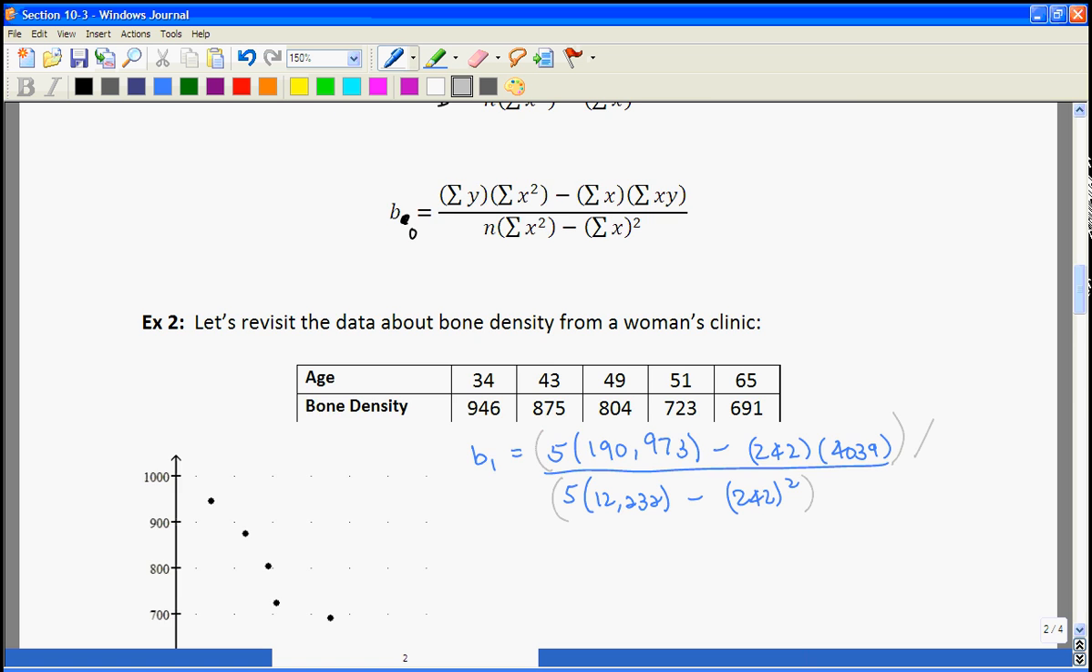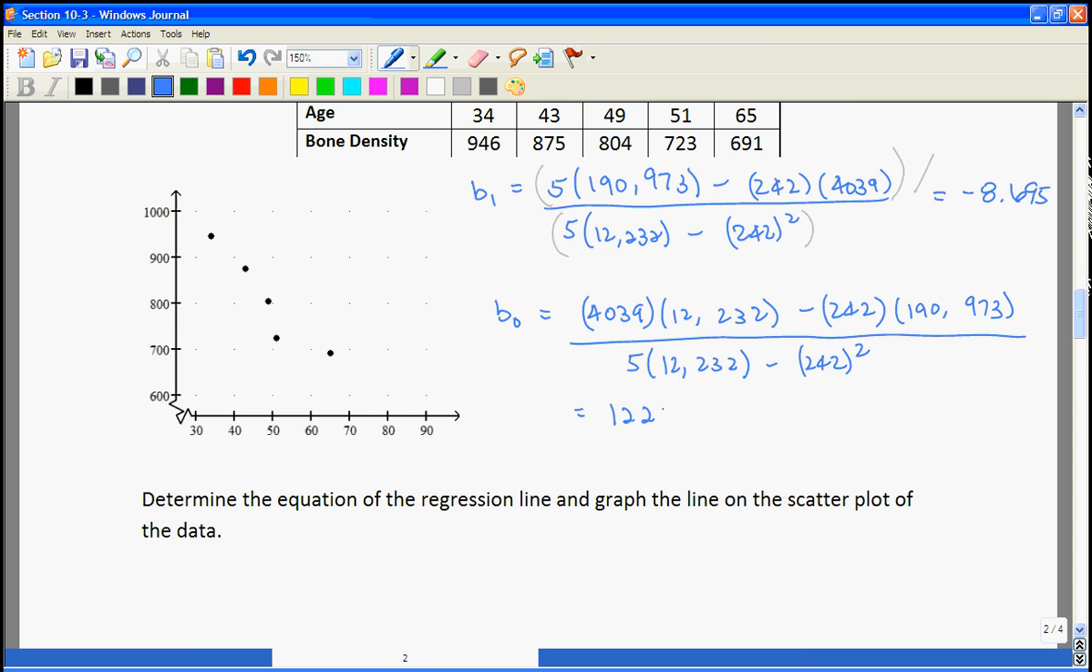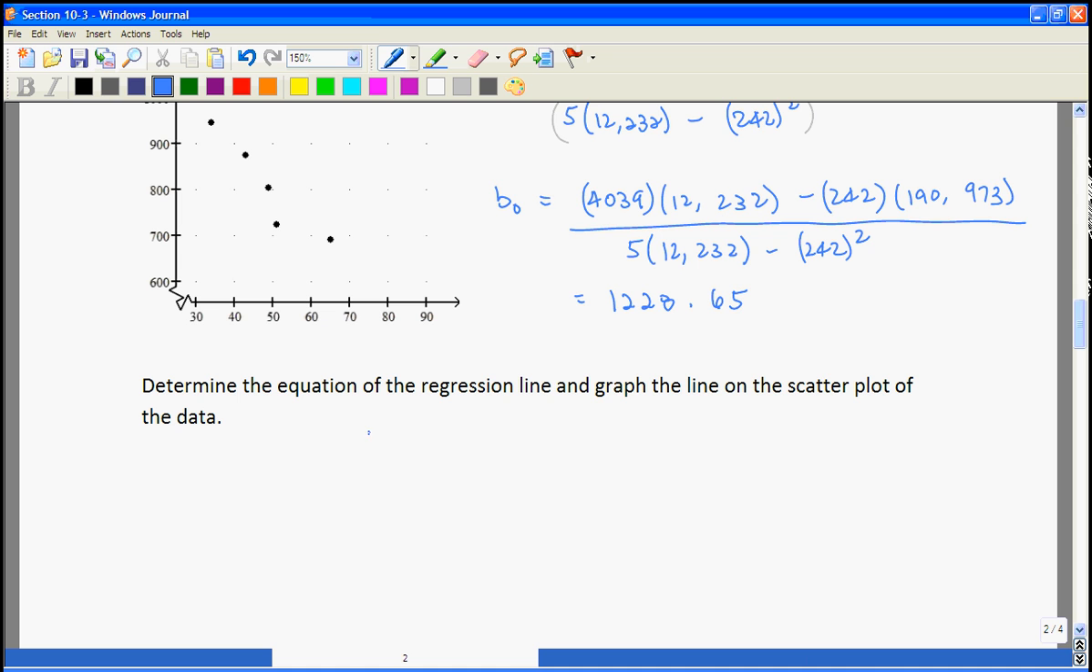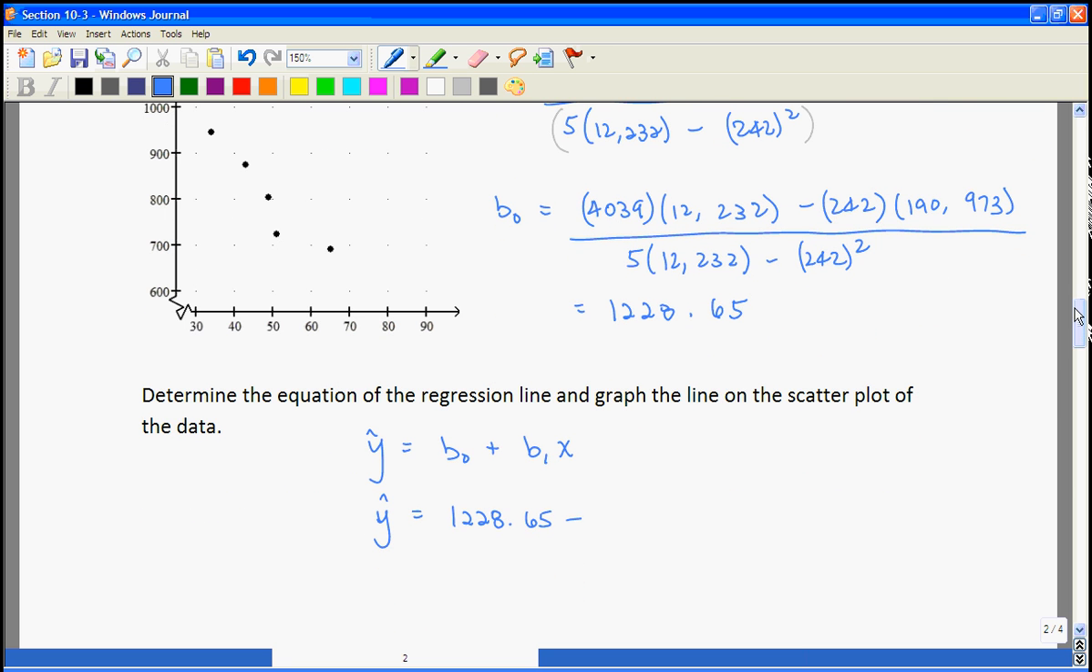So let's see what we get here. And I get 1,228.65. So to write my regression equation, y hat equal to b naught plus b sub 1x would be y hat equal to 1,228.65 minus 8.695x. So that's your regression equation.